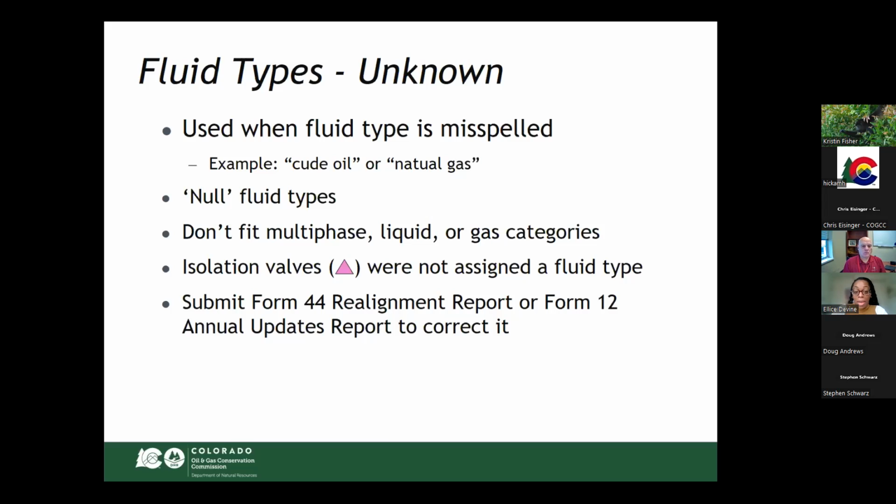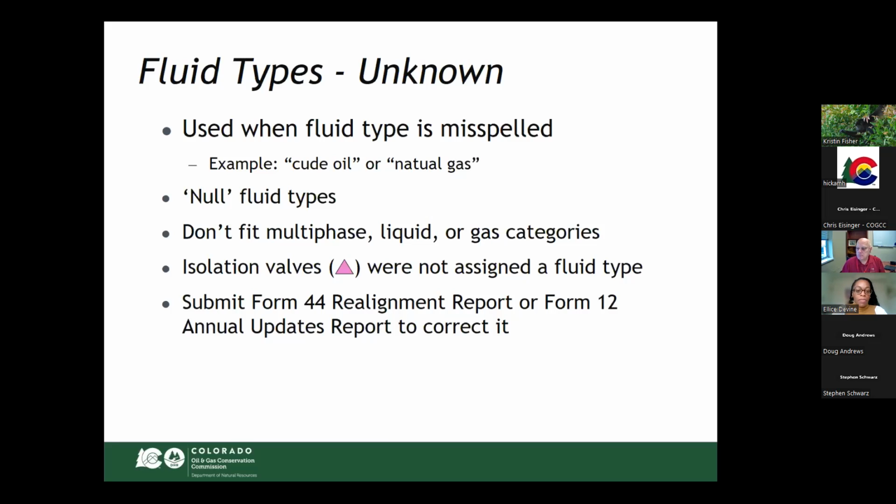Another thing that may happen is an operator may accidentally have said that the fluid type was carbon steel, which of course doesn't fit into our categories either. So that's the result as well. Now, if you're looking at your data, one thing I do want to note is that for produced water systems and crude oil transfer lines, we require isolation valves. And if you did not assign a fluid type to that particular isolation valve, it will show up pink.